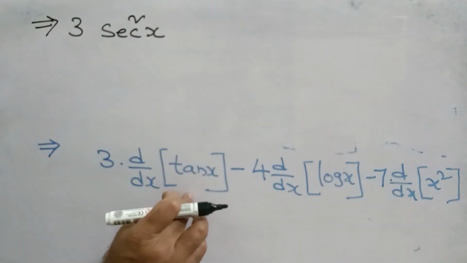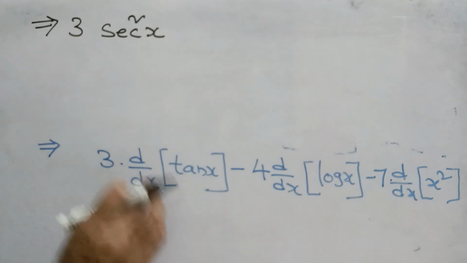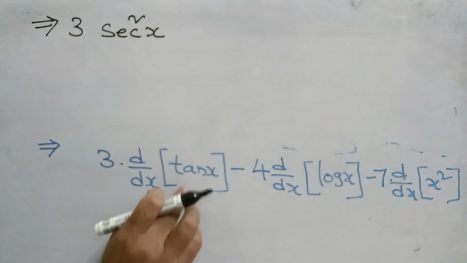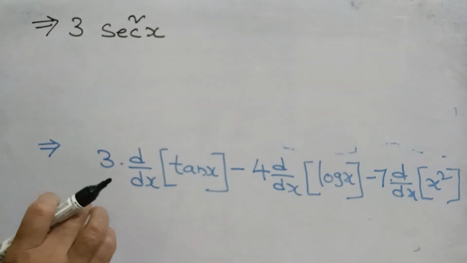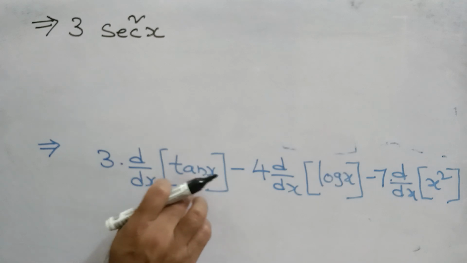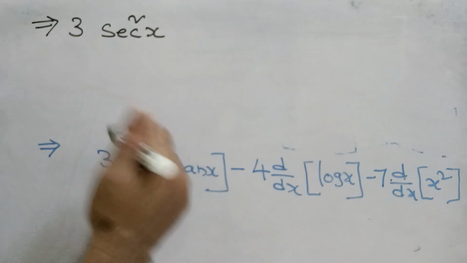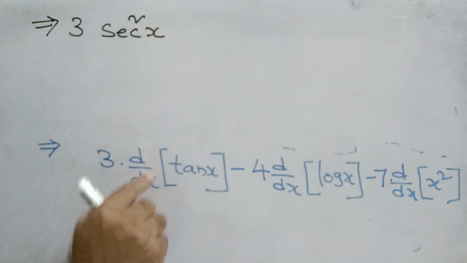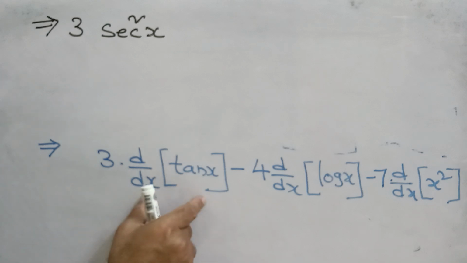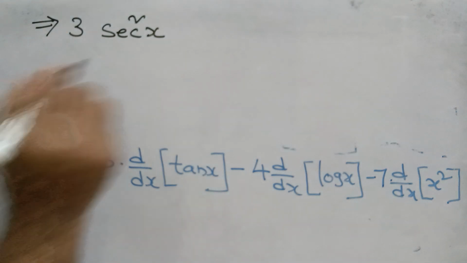But you don't write it directly. In your examination, you have to solve this by using the u by v formula, and show how you obtain secant square x. In place of tan x, you write sin by cos, apply the u by v formula, substitute and simplify, and finally write that answer here. Therefore, d by dx of tan x is equal to secant square x, and I am writing directly 3 into secant square x.